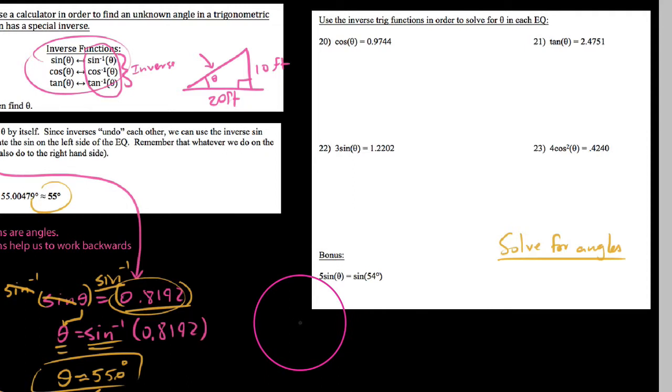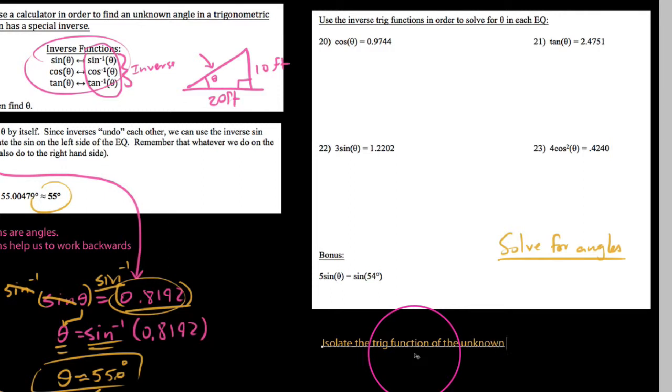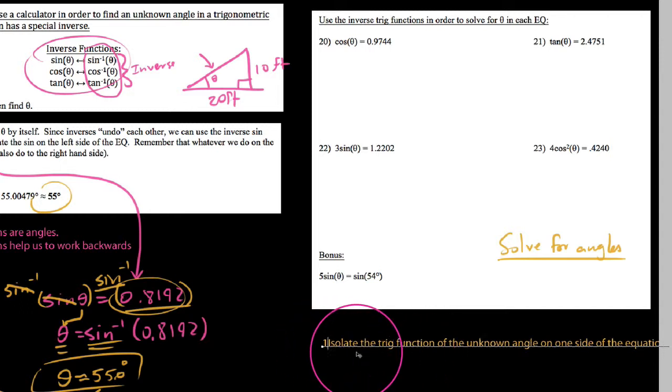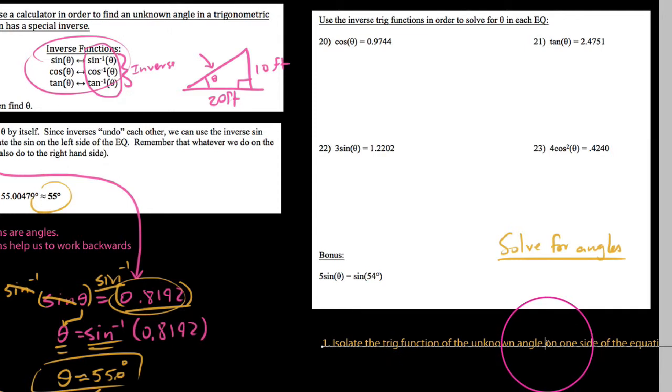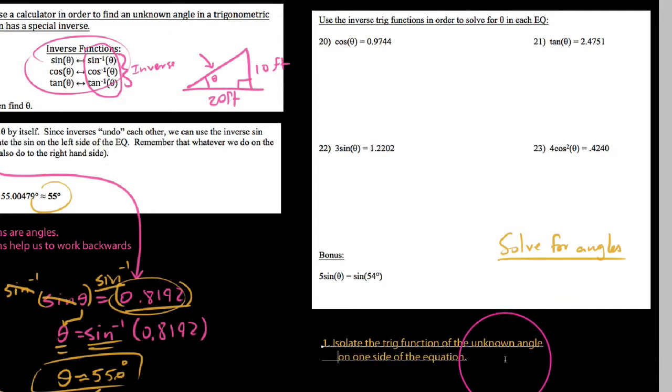Step number one is always this. We're going to isolate the trig function of the unknown angle on one side of the equation. That's what we want to do first, is isolate that on one side of the equation. And then what we're going to do is use an inverse trig function to, quote-unquote, undo the current function.